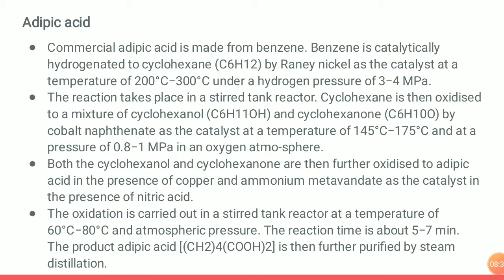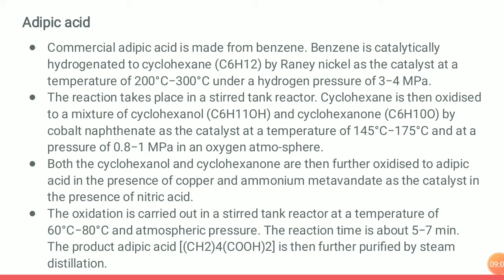So generally, adipic acid is made from benzene. Benzene is catalytically hydrogenated to cyclohexane by Raney nickel as a catalyst at a temperature around 200 degrees Celsius to 300 degrees Celsius under a hydrogen pressure of 3 to 4 megapascals. This is the requirement.